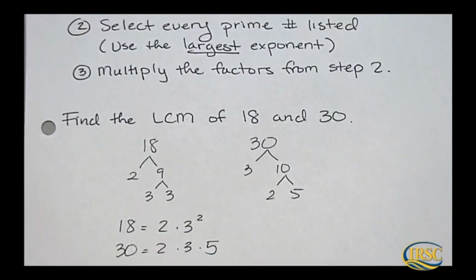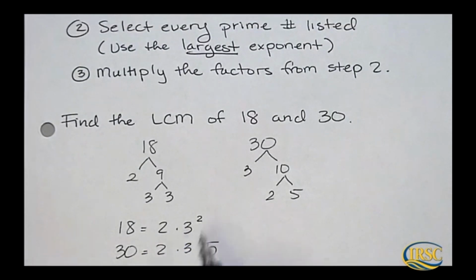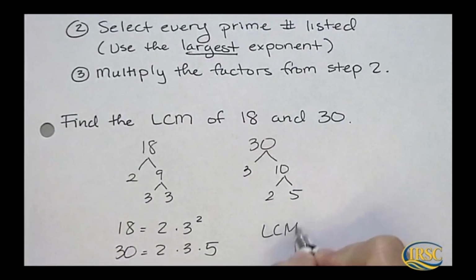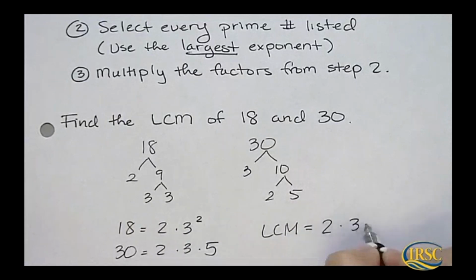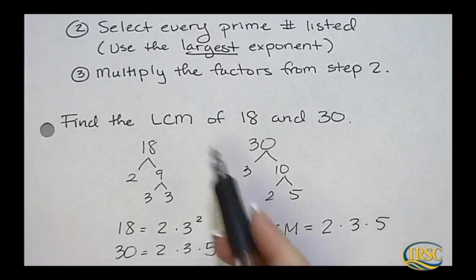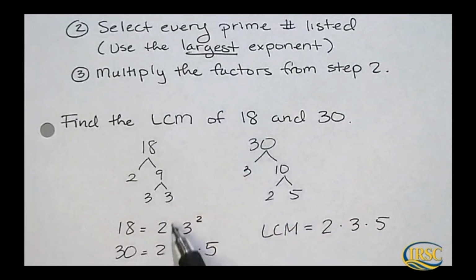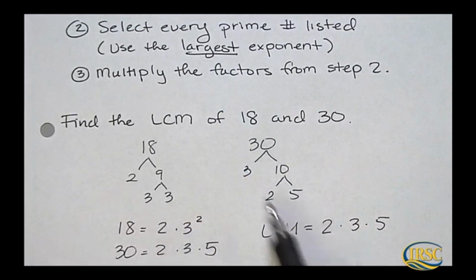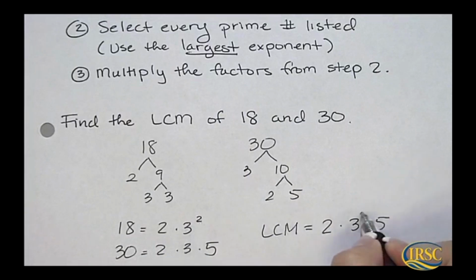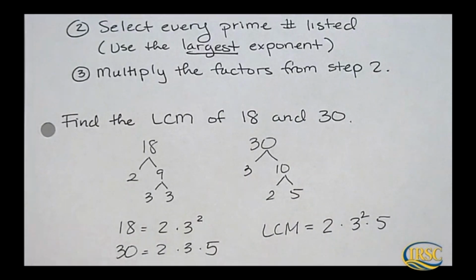All right, so this time, instead of selecting what they have just in common, you want to write down every single factor that's used. So for your LCM, we need a 2, we need a 3, and we need a 5. And then this time you want the largest exponent. Well, for 2, the largest exponent is a 1. On the factor of 3, the largest exponent is squared, the 2, and then 5 is just 5 there.